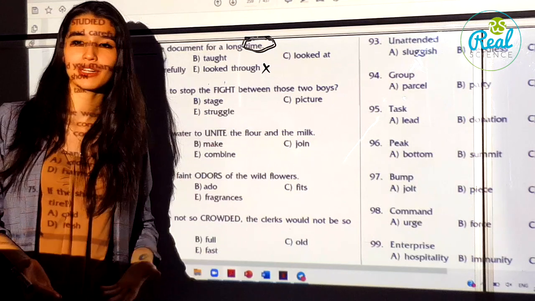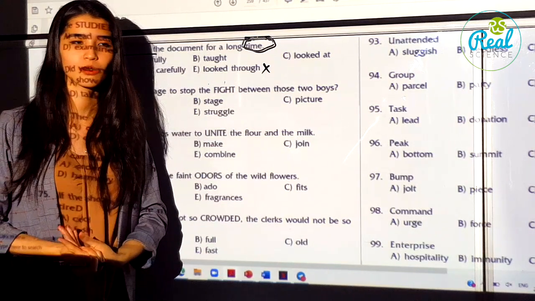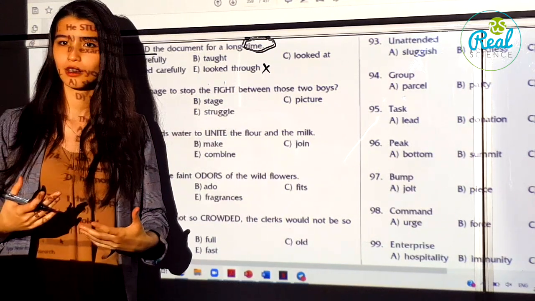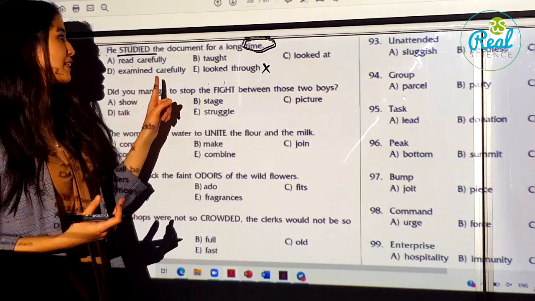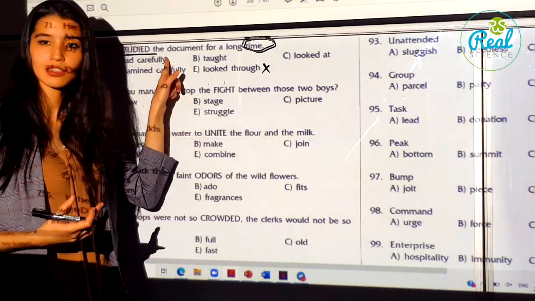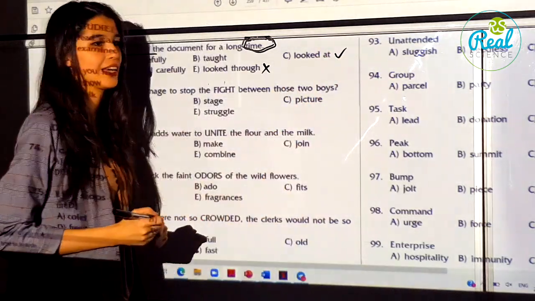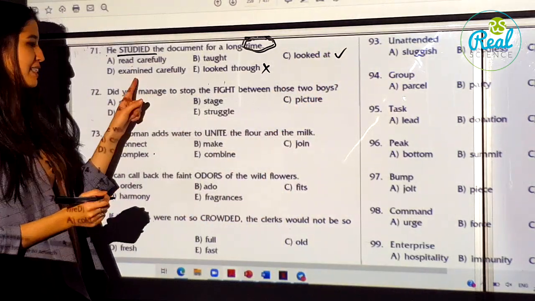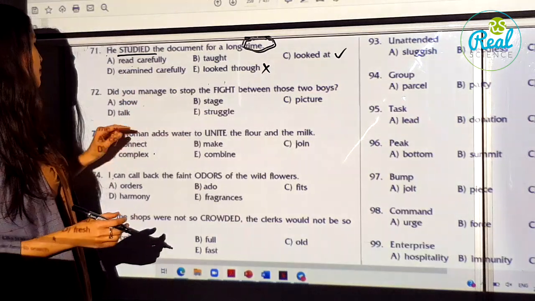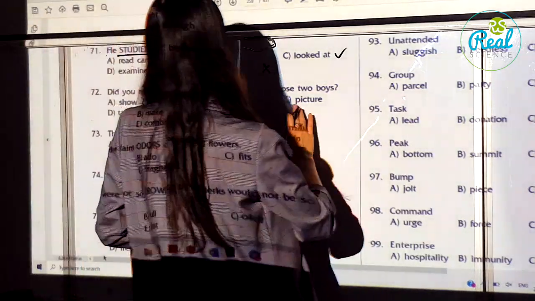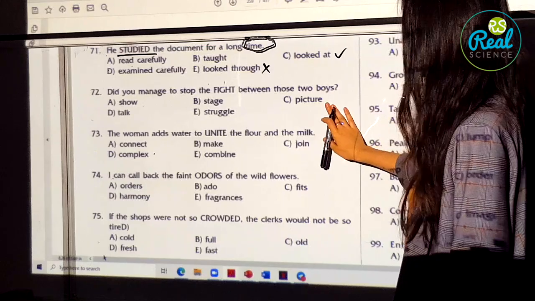Examined. What does the word examine mean? I have examined your work. What does it mean? Проверять. Проверить. Yes, but here it says studied. Study and examining are different things. That's why it's looked at. Examining is different.